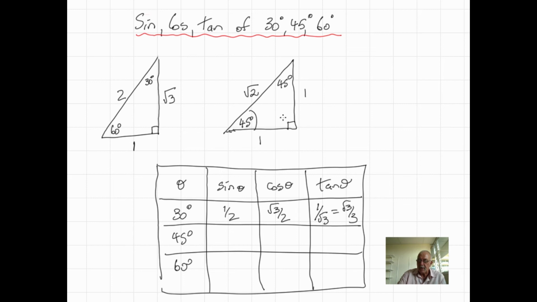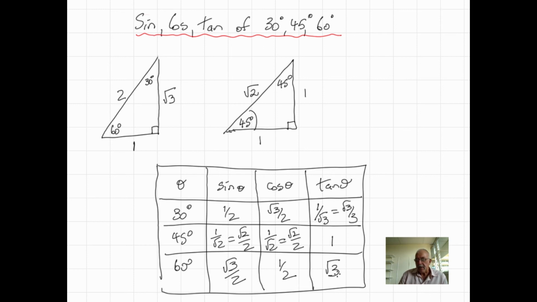45 degrees involves this triangle. Sine, 1 on root 2. Multiply top and bottom by root 2, and we get root 2 over 2. Cos of 45, adjacent over hypotenuse, so that's also root 2 on 2. And the tan of 45 is 1 over 1, which is just equal to 1. 60, triangle up here on the left, sine of 60 will be equal to root 3 on 2. Cos of 60 will be a half, and the tan of 60 will be root 3 on 1.